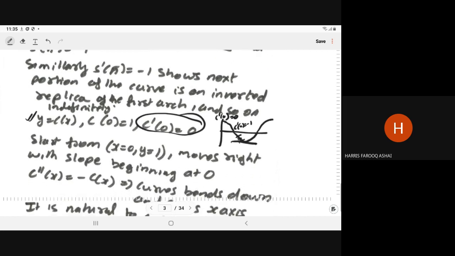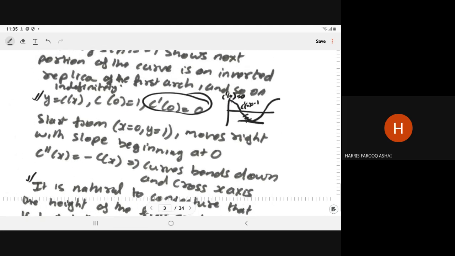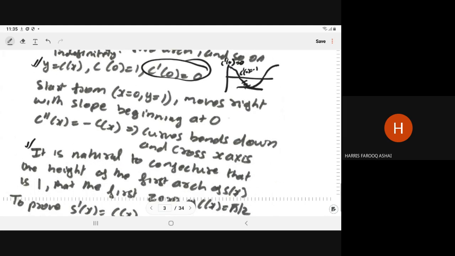So it is natural to conjecture that the height of the first arc of Sx is 1. That is, the first zero of the Cx is at pi by 2. Now, from the graph, what can you judge? Graph for the Sx is this one. Graph of the Cx is this one. This is your Cx graph. This is your Sx graph.